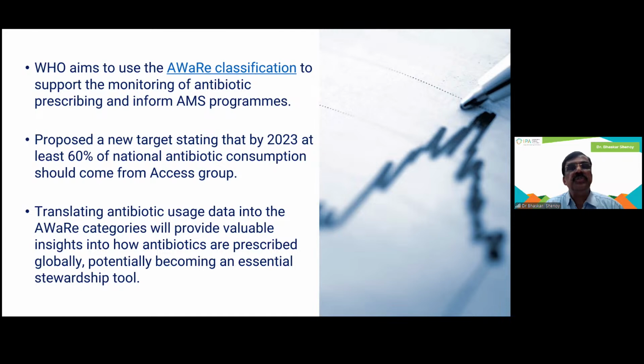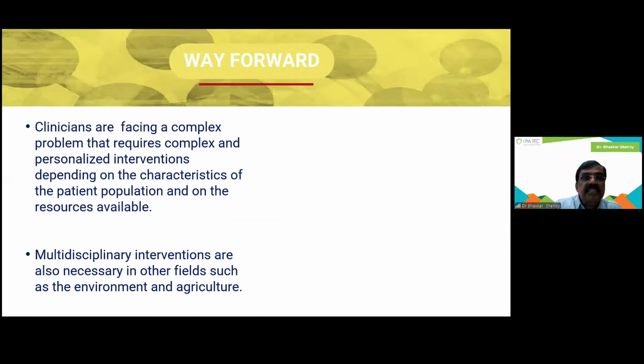So WHO aims to use this classification to support the monitoring of antibiotic prescription and inform the AMS activities. WHO's target was that by 2023, at least 60% of the prescriptions should come from the access group. But 23 is already gone. We are in 24, but still we have not been able to achieve that target. So translating the antibiotic usage data into AWaRe categories will definitely provide valuable insight on how antibiotics are prescribed globally, and thereby it becomes a stewardship tool.